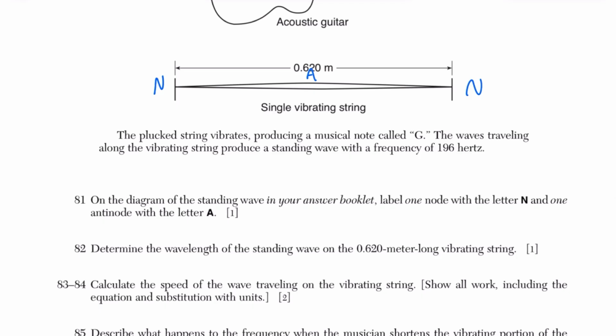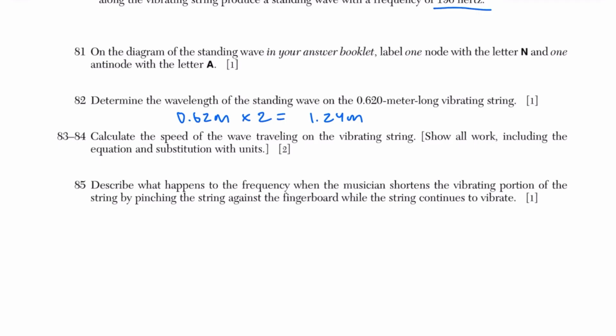But that is not a full wave, it's just half. Something like this would be a full wave. So this would also be equal to 0.62 meter. So in order to get the length of the full standing wave, it would be 0.62 meters times 2, which is equal to 1.24 meters. And that's our answer.